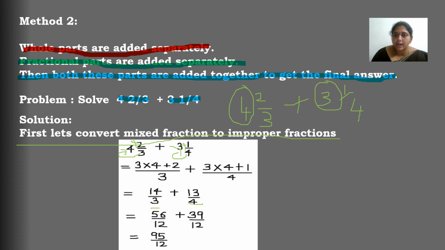Now, what do you have to do? You have to take the LCM of 3 and 4. Both are different tables. Now, how are you going to do this? Multiply both the numbers. Your answer will be 12, right?